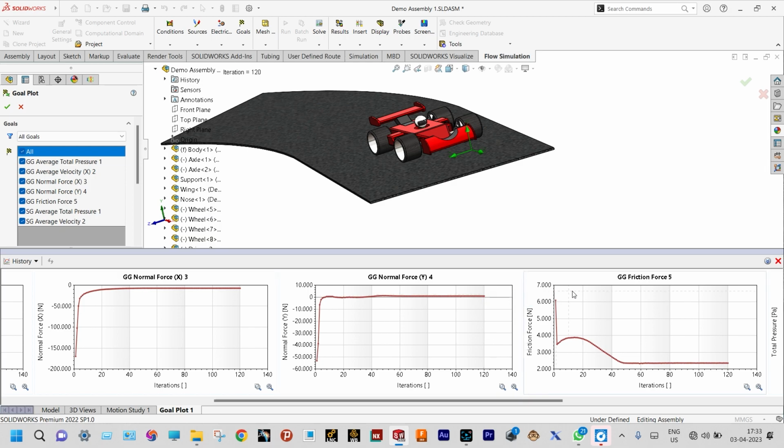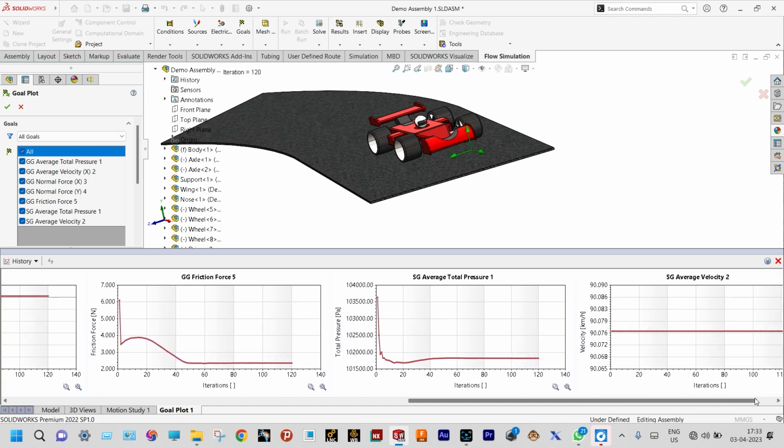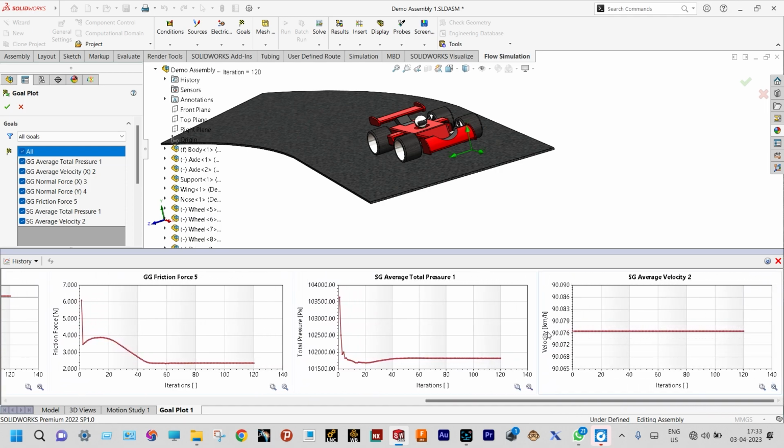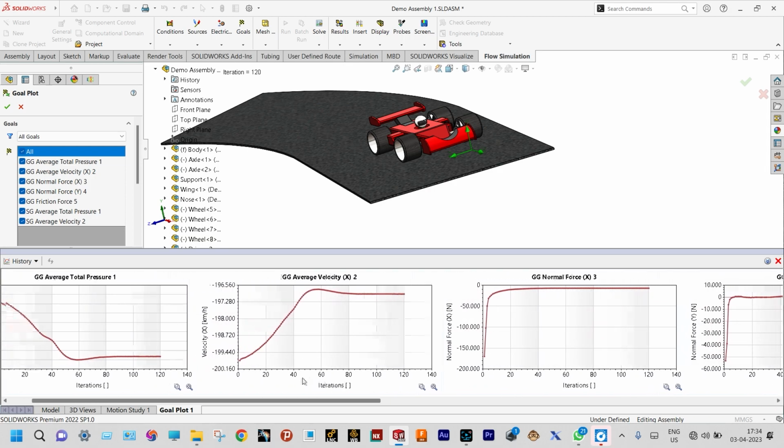It is 0.947 Newton. Next one is frictional force. After 120 iterations, frictional force is 2.35 Newton. Again, you can see different parameters like total pressure and total average velocity. Total pressure is actually 101,1822.39 Pascal, and finally average velocity is actually, you can see, 119 kilometers per hour. So these are the different results you obtain from this analysis.